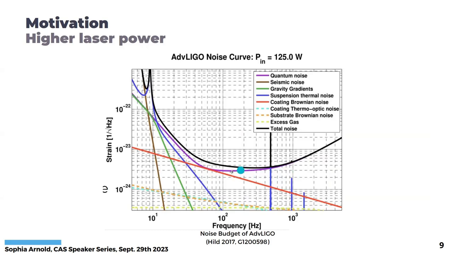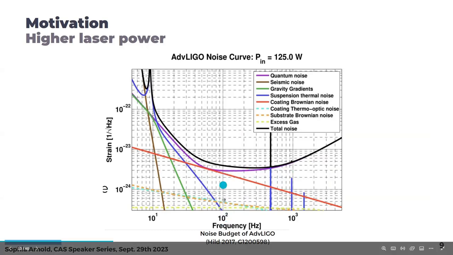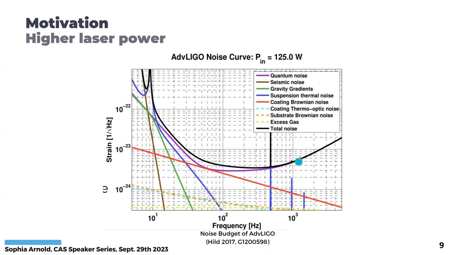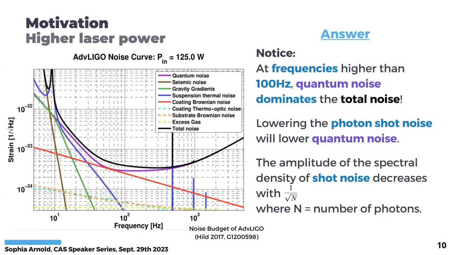What dominates at noises that are higher than 100 hertz? This line. I'll let you think for a second. Yes, look at it. Okay, so we see that at frequencies higher than 100 hertz, quantum noise dominates the total noise.